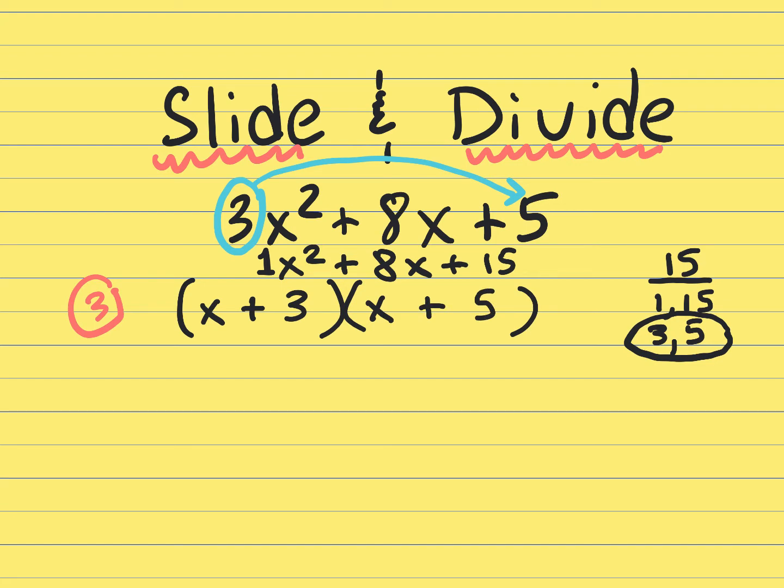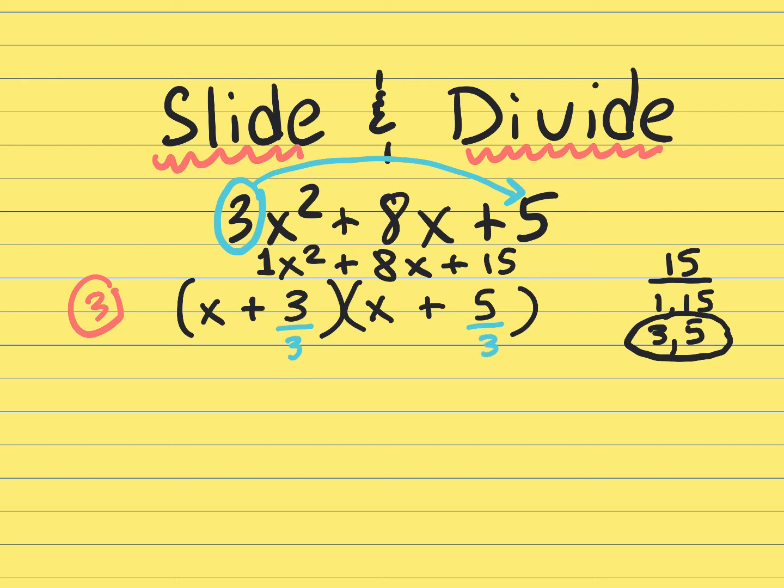You might think, I'm done, but if you do a quick multiply back, you'll notice that would not give you 3x squared plus 8x plus 5. You have just factored 1x squared plus 8x plus 15. So your last step is to take that 3 again, and here's where the name helps you out. You slid, and now you're going to divide, hence the name slide and divide. So you'll divide both of your last terms by 3.